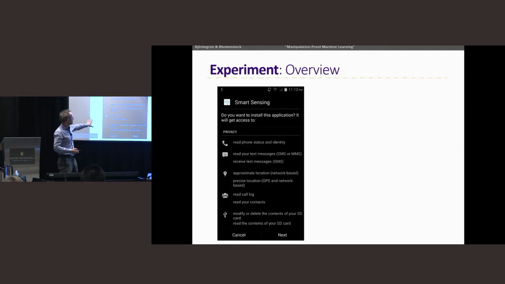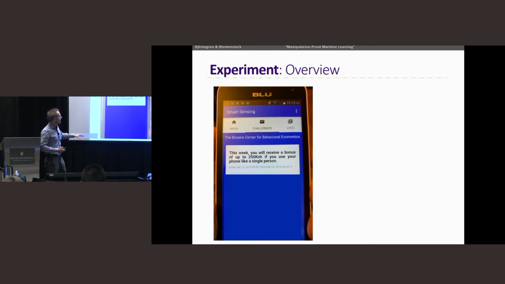So this is what it looks like when you install the app. You agree to give it permission to read some of the data on your phone. And if you do, every week you'll get a challenge. And so here, this week's challenge is to use your phone like a single person. This is not going to tell you how the algorithm is making that determination. So this is an opaque challenge.